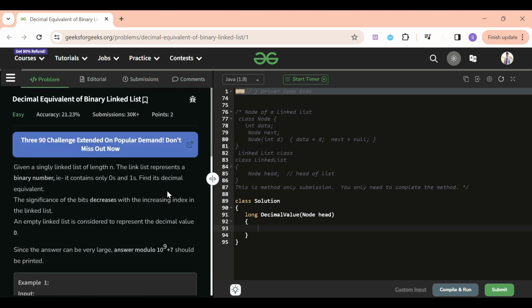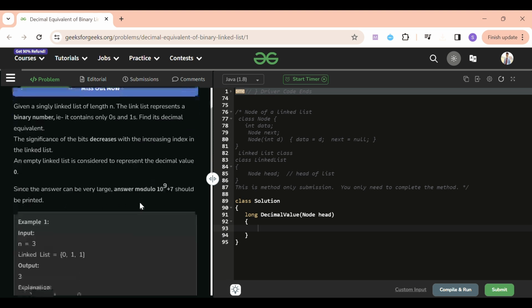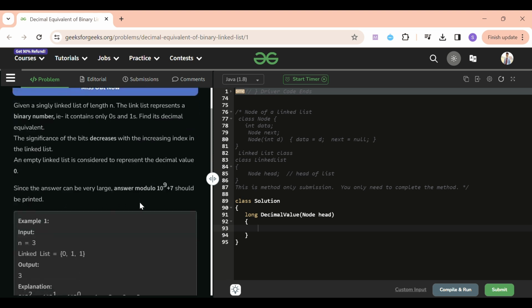All right, so let's find out what we will be given in this problem and what we have to do. Look, it's very clear from the name only. We will be given a linked list which will be in binary form, and I'm expecting everyone knows what a linked list is. Basically, a linked list is a collection of nodes where each node has one data, which is an integer here, and another node next, which is pointing to the next node.